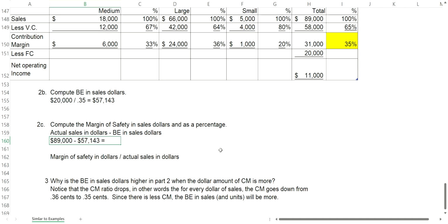gives us a margin of safety in dollars of $31,857. And to get the margin of safety as a ratio, we will take the margin of safety in dollars of $31,857 and divide it by sales of 89,000 for 36%.